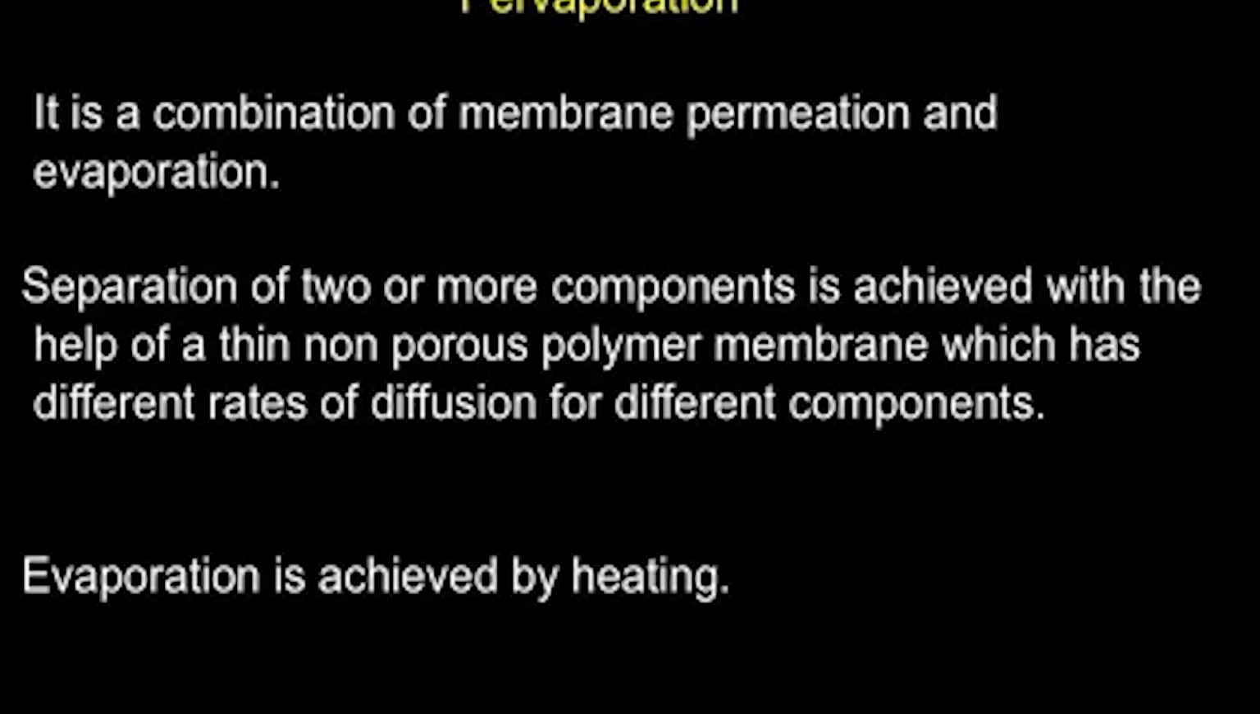Okay. Now let us look at another membrane separation process, that is called pervaporation. It is a combination of permeation and evaporation. So we can separate 2 or more components with the help of a very thin pervaporation membrane. So if one component has certain rate of diffusion, another component has another rate of diffusion, these two can be separated.